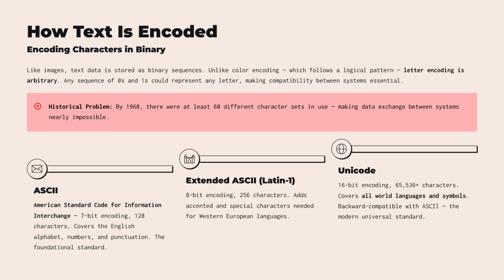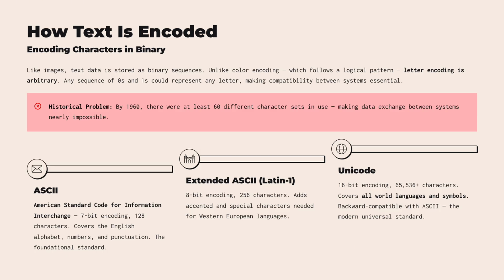The limitation became apparent quickly. ASCII has no room for accented characters, much less for Arabic, Chinese, or any of the world's other writing systems. Extended ASCII expanded to 8 bits and 256 characters, adding some Western European accents, but that was still nowhere near sufficient. The real solution was Unicode, which uses 16 bits per character and supports over 65,000 characters, covering virtually every language and symbol system in use today. Unicode is backward compatible with ASCII. The first 256 code points are identical, which made adoption much smoother.